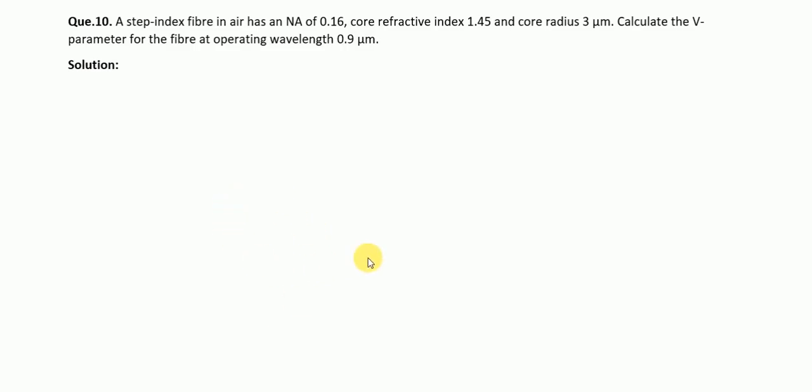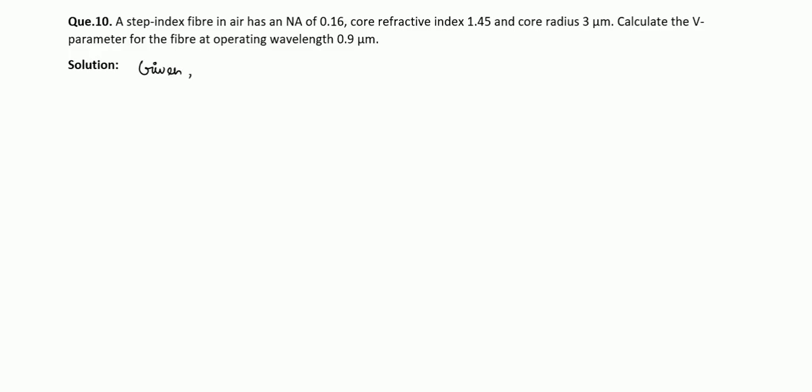So think of V parameter as a guide to understanding how many light modes can propagate in the fiber. If the V parameter is too low, only a single mode can propagate, like that. So let's first list down the values we are given.